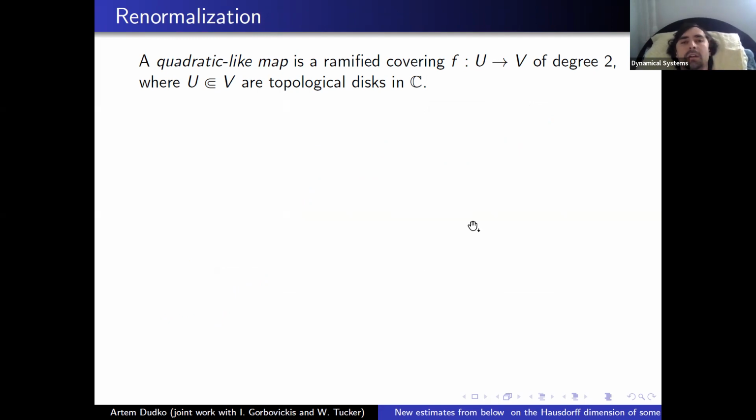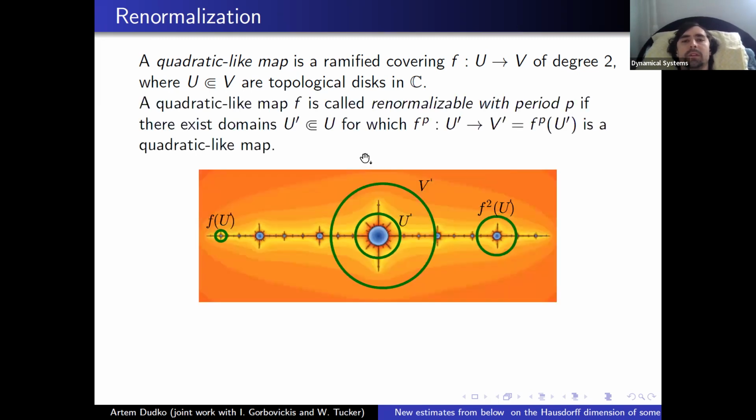Okay, and one more application. It's about other renormalization fixed points. So just to briefly recall what is renormalization. If we have a ramified covering of degree 2 from a disk to a larger disk, it is called renormalizable with period p if there is certain return map on a smaller domain, which will be again a ramified covering of degree 2.